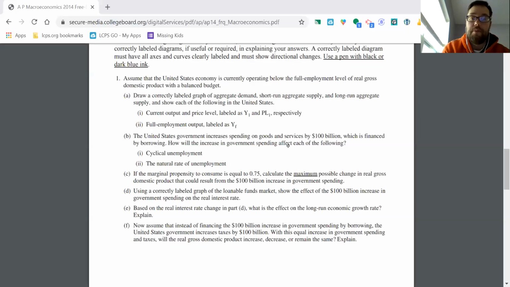So this illustrates the idea or the phenomenon of crowding out, right? Where the government is stepping in and borrowing funds that would otherwise go to other projects. Okay, so let's jump to part E. Based on the real interest rate change in part D, what is the effect on the long run economic growth rate? Explain. And this is important.